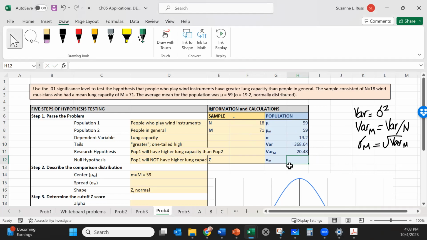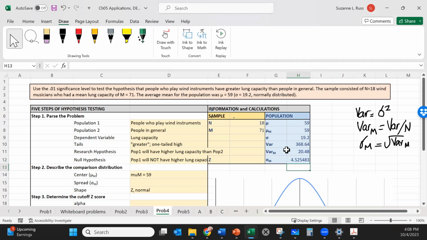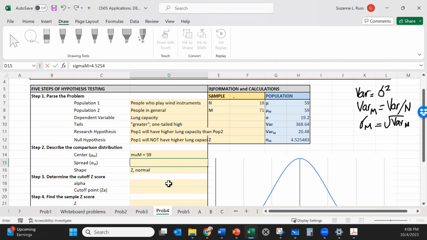And our last step, number 3, is just to calculate the sigma for the distribution of means. So equals the square root of varm. So I'll click right in there and enter, and we get 4.52. And so that is what's going to be our spread. I'll write it here in the yellow, sigma, and I'll just put an M there instead of trying to make it small, which is supposed to be. I'm just going to leave it big, and I'm going to write 4.5254. All right, we're done with step 2.